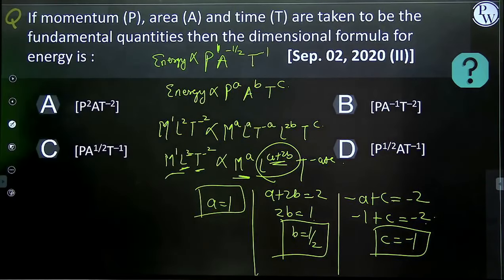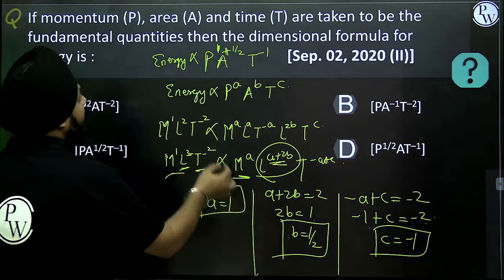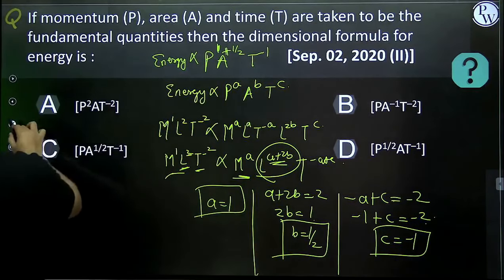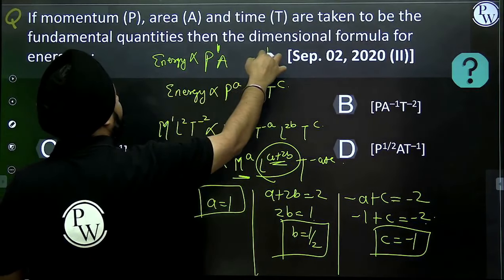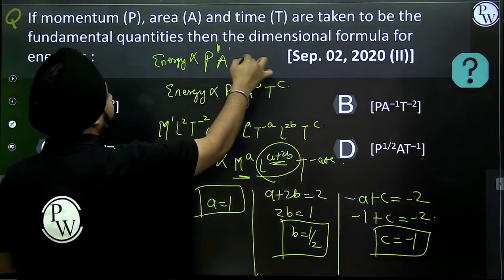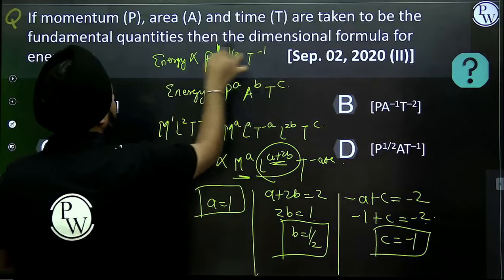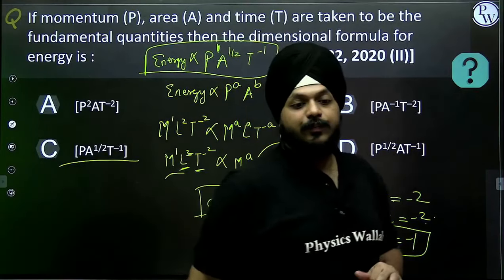Sorry, this will be half, because the value of b is half. So this will be the perfect answer. I'm rewriting this term: P, A to the power half and T to the power minus 1. Okay, this is the perfect answer for this specific question.